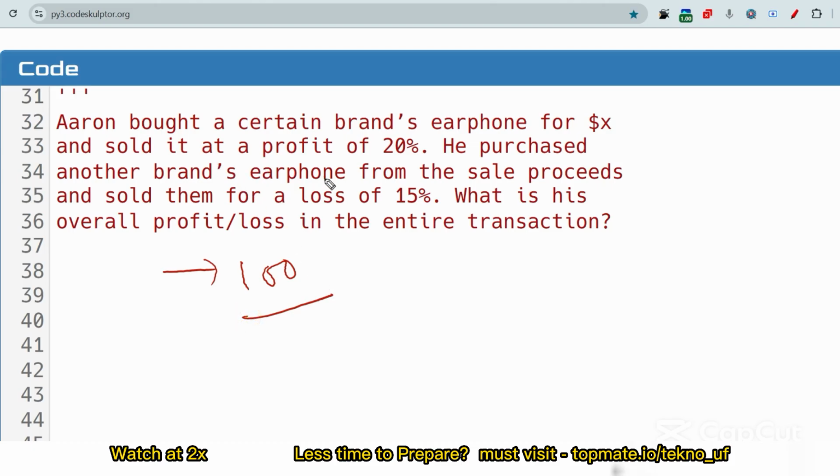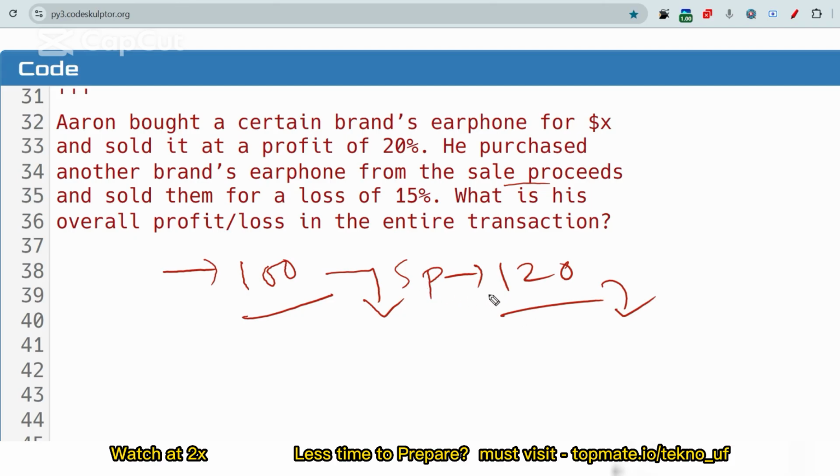If he sold it at a profit of 20%, that means the selling price will be 120, right? He purchased another brand's earphone from the sale proceeds, so from the same money he bought another earphone and sold them for a loss of 15%. What is his overall profit or loss in the entire transaction? Actually I forgot to include the options, so let me just get the answer.